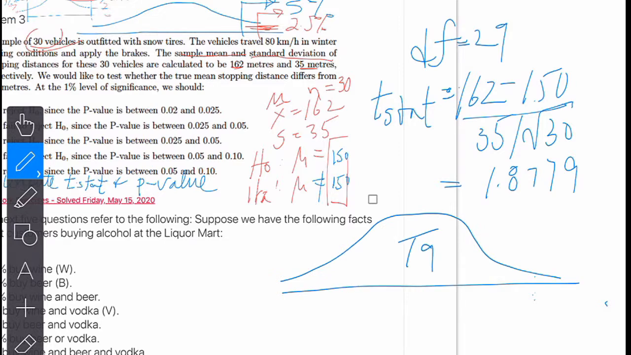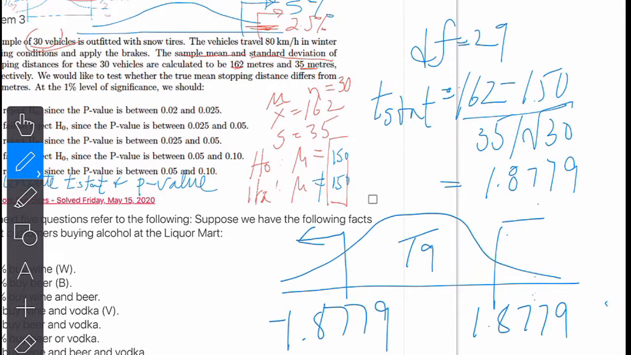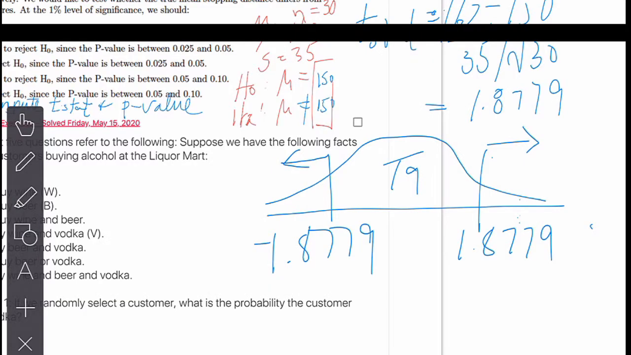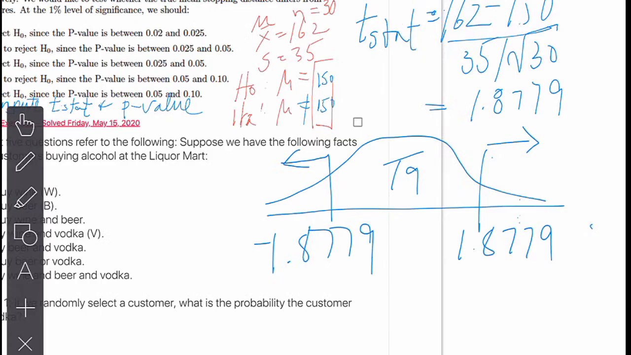I'm going to plot 1.8779 and I'm going to plot negative 1.8779, and I'm going to find out what is the chance of being either bigger than that or smaller than the negative of that. So the chance of being so far away in either direction is what I'm going to assess. Going to the T distribution, I'm not going to put it up because it's a lot of clicking and opening. So I'm just going to look at my T9 and look for that number 1.8779.